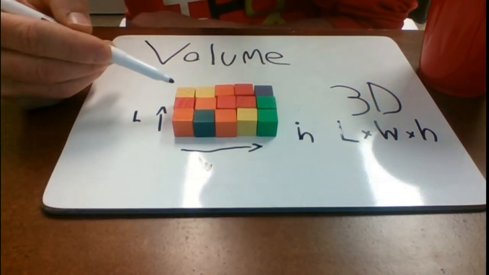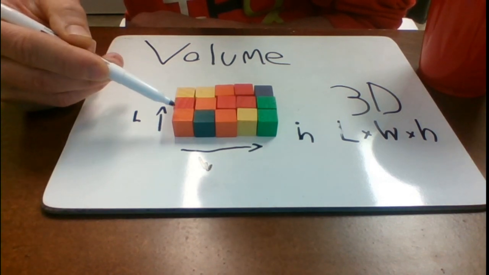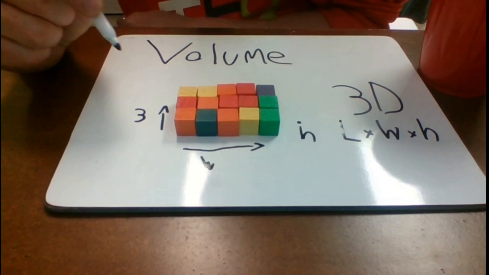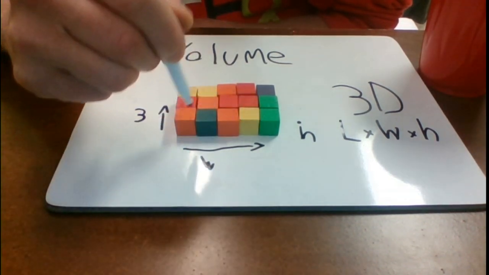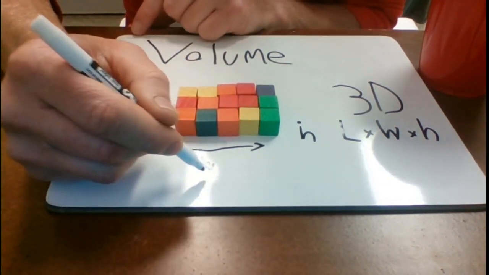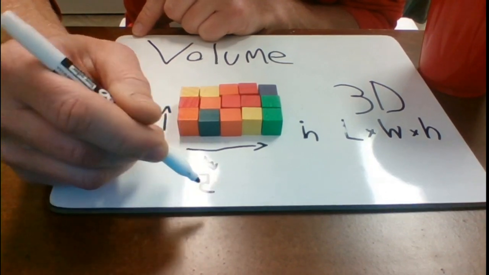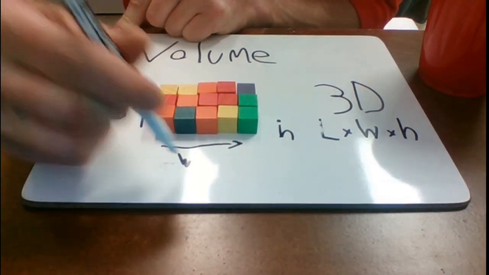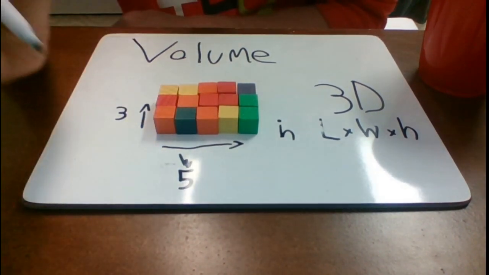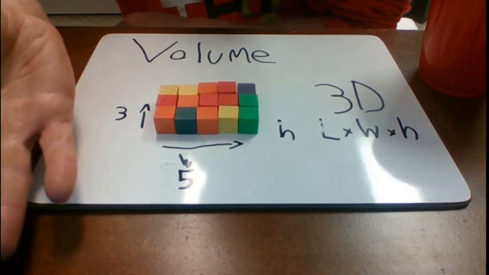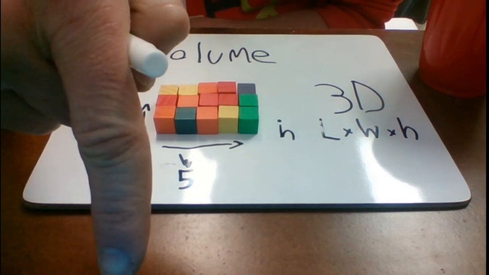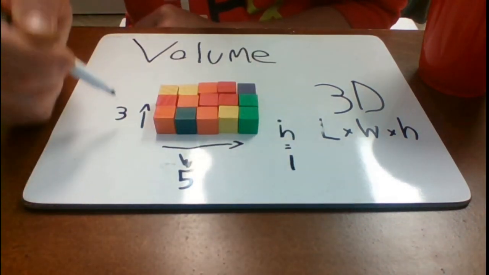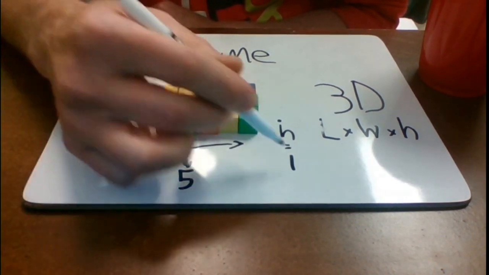So let's count the length. 1, 2, 3. Our length equals 3. Let's count our width. 1, 2, 3, 4, 5. Oh, that's right in the shadow. That's not a 5 either anyway. Our width is 5. What about our height? Well, it's only 1 layer, so our height is 1. 3 by 5 by 1 high.